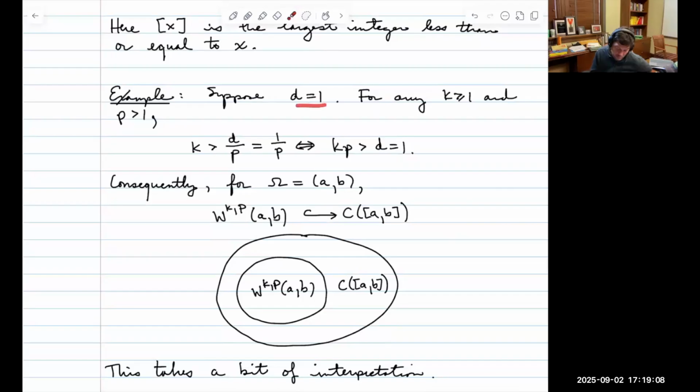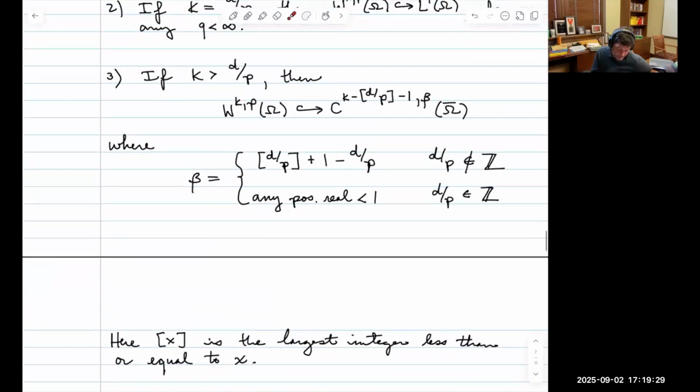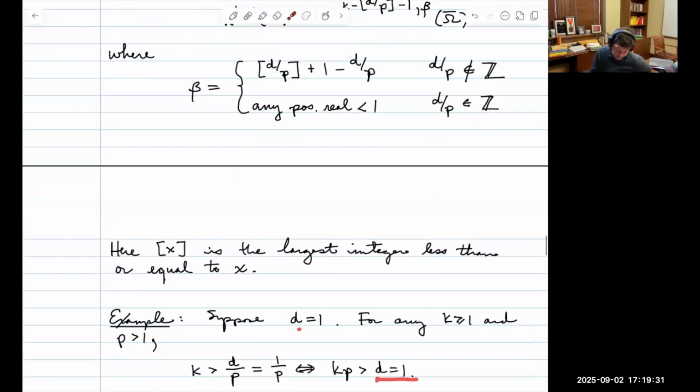Suppose that d is equal to 1, and let k be any positive integer greater than or equal to 1, and p be strictly greater than 1. So that means that my product, kp, is strictly greater than 1, which is my dimension. So we're in this case here.